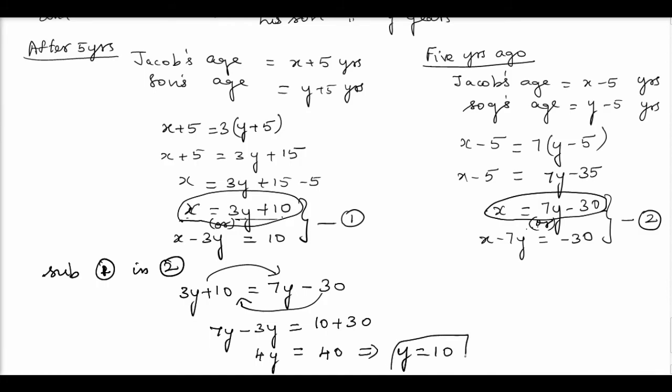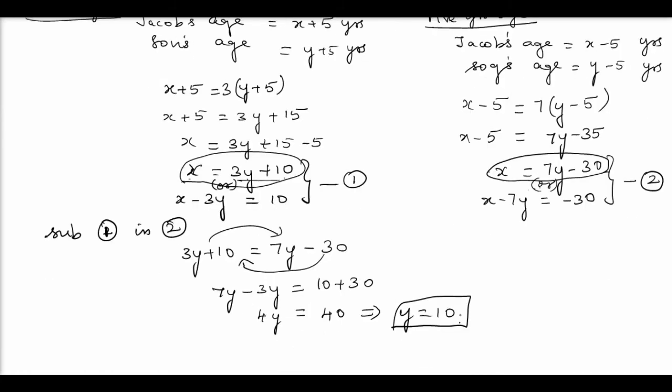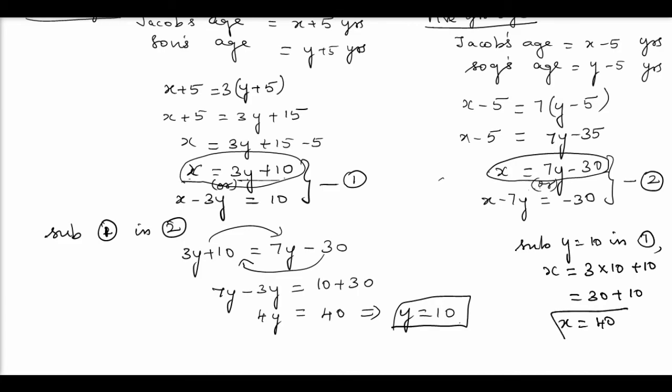So we have found the son's age. It's 10. He is 10 years old. Now let me substitute y equal 10 in equation 1. Equation 1 is x equal 3y plus 10. So it's 3 into 10 plus 10. That is 30 plus 10. That gives x equal 40. So we have got x equal 40 and y equal 10.